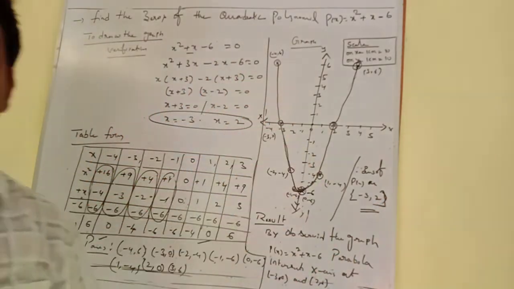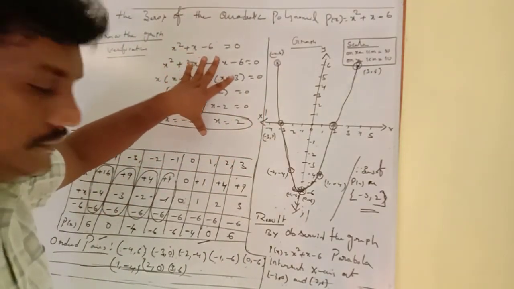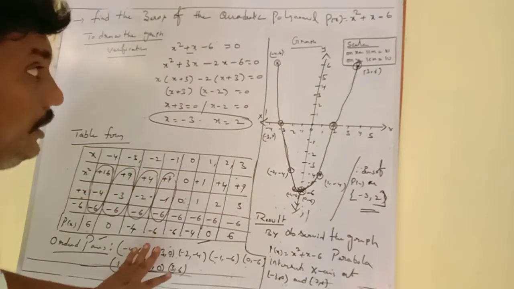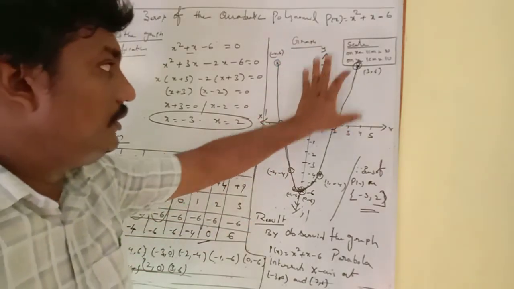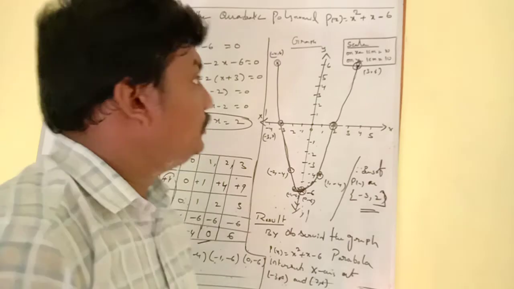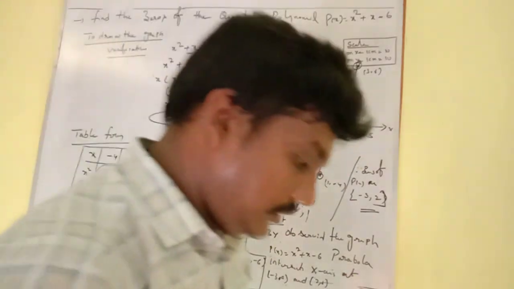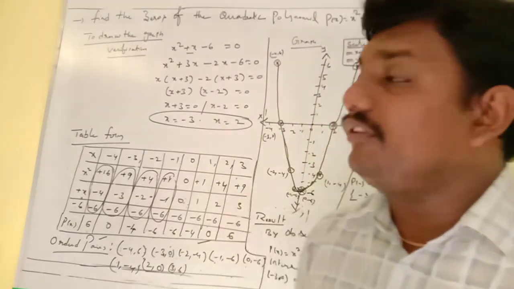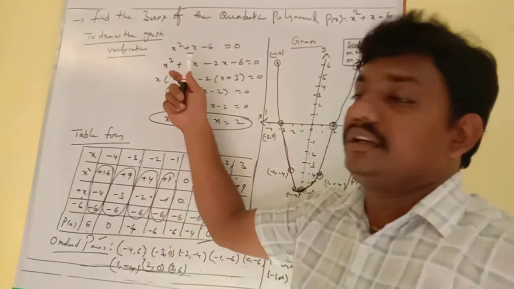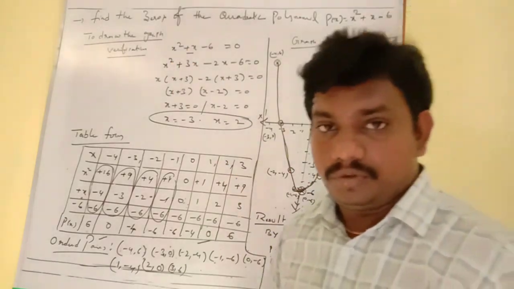So this is the graphical method. For this, verification is a must, and the tabular column, ordered pairs, the graph, the scale, and finally the result. Like that we have to write on the graph sheet. This is a very important concept. Academic standard 5, visualization and representation. So this is a very important question.